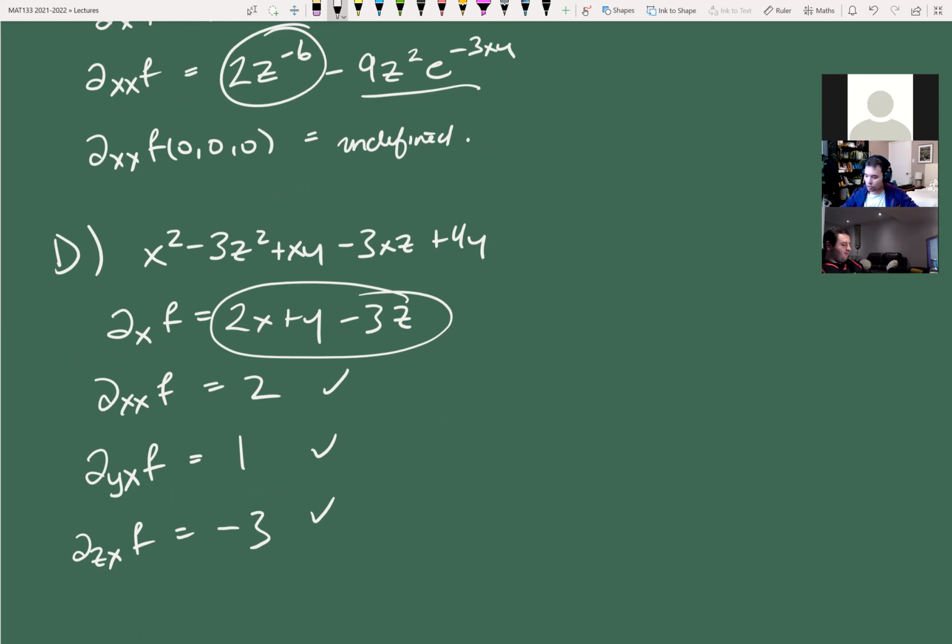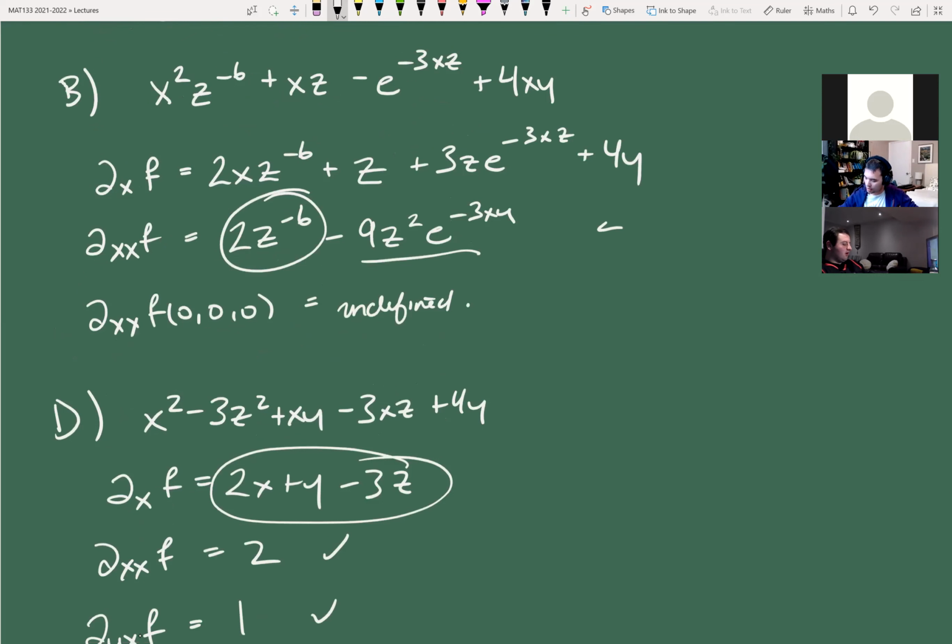Undefined in B, sure. So just like 2z to the -6 is 2 over z to the 6, right? So if we're plugging in z equals 0, we can't divide by 0. So that's just us saying, oh yeah, that thing doesn't make sense.